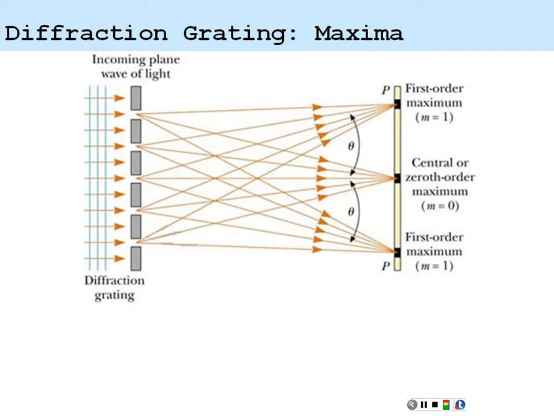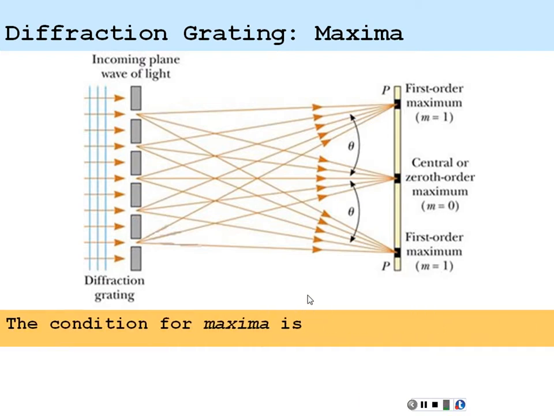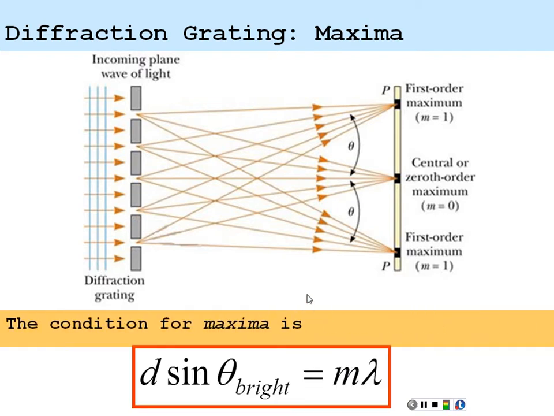Here are our maxima. We're going to have superimposed maxima from all these interferences from the different slits. Our condition for these maxima is that d sine theta will be an integral number of wavelengths in order to get constructive interference at all these points.